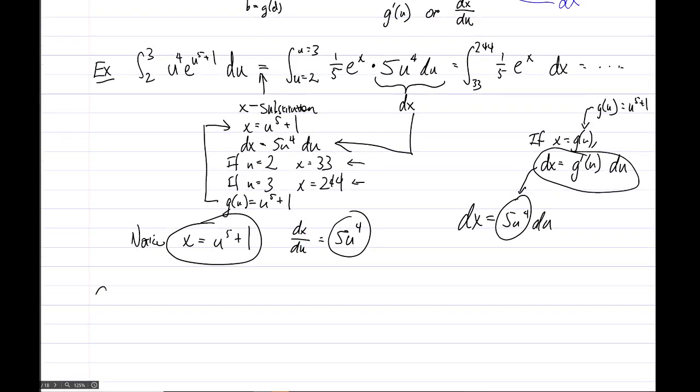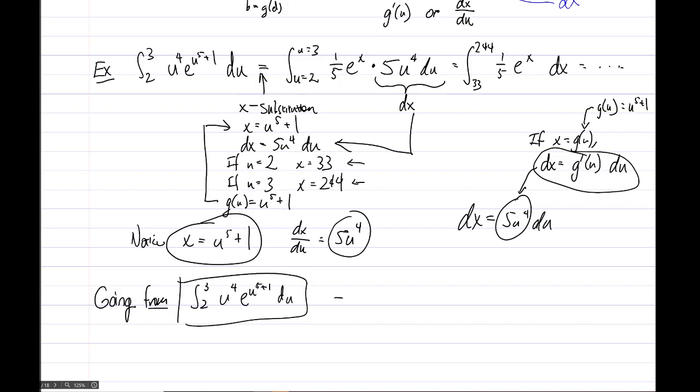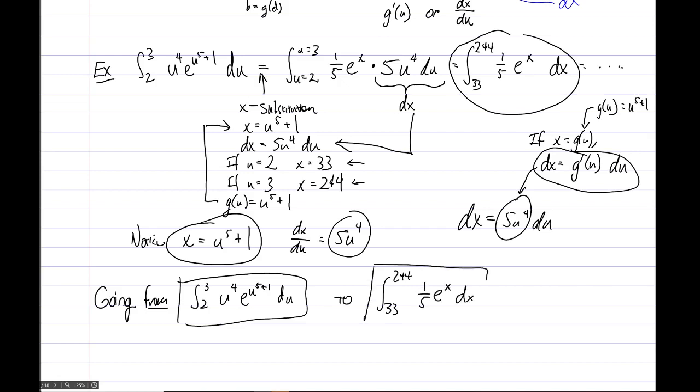Just trying to be very consistent in terms of notation, even if it all feels a little backwards, going from the integral from 2 to 3 of u to the 4th e to the power u to the 5th plus 1 du, to the integral that we ended with over here, the integral from 33 to 244 of 1/5 e to the x dx. This is an example of substitution. It's just backwards again, because we normally start with x and end with u.